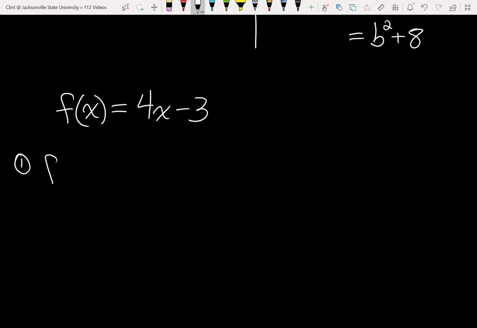So the first thing it'll say is find f of a. Okay, that's a piece of cake. Just instead of x, we use a. Okay, so there's f of a.